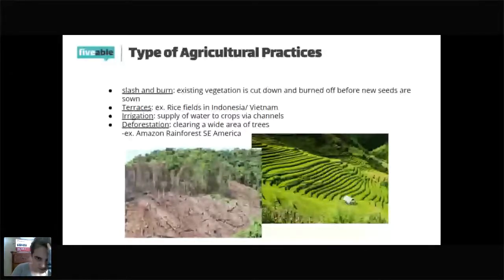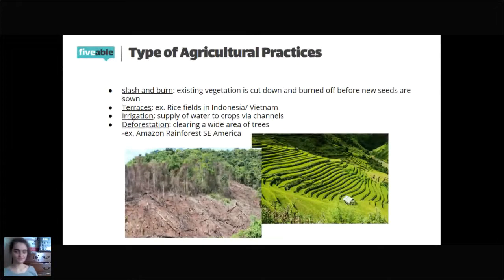Why would they clear out wide areas of trees? Do you guys know? It's pretty obvious. Why would they clear out trees? Why are the trees bothering them?